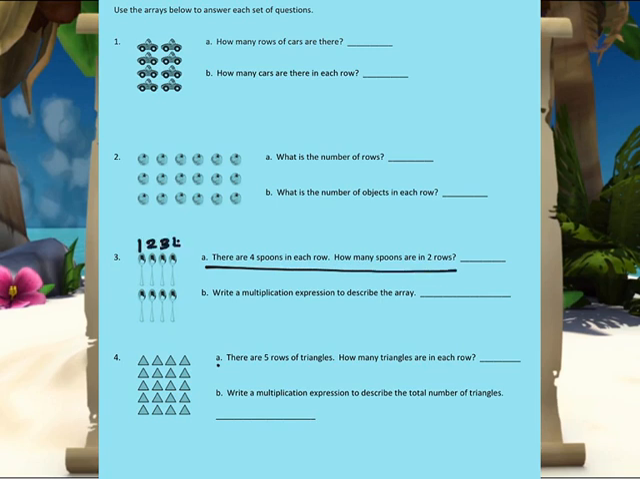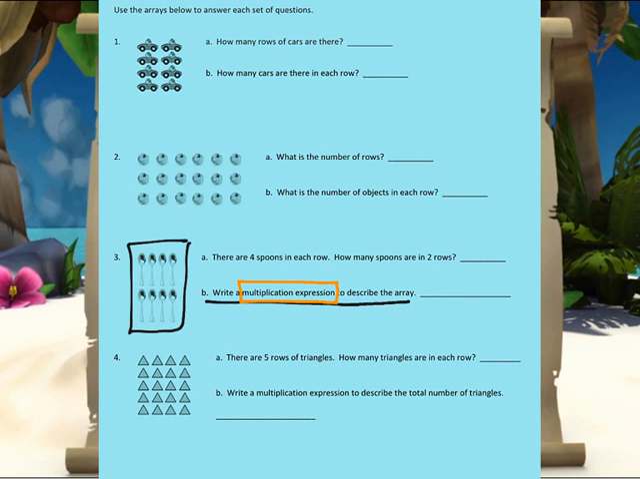1, 2, 3, 4, 5, 6, 7, 8. So the answer should be 8. There are 8 spoons in 2 rows. Write a multiplication expression to describe the array. I've told you already to remember, a multiplication expression will not have an equal sign, right? Okay, so now we have to make a multiplication expression for this array.